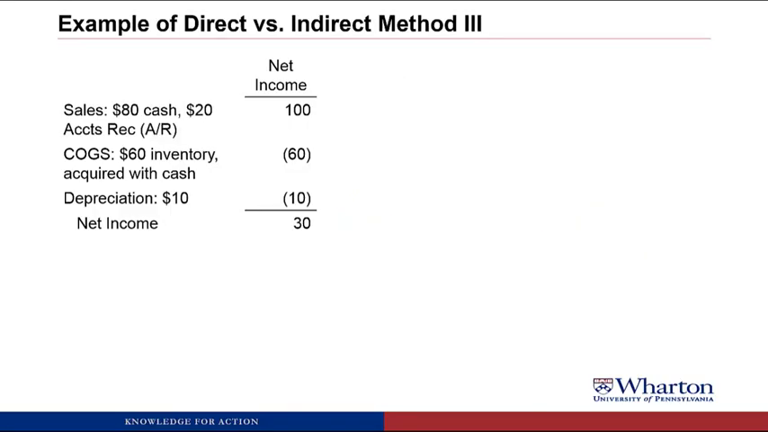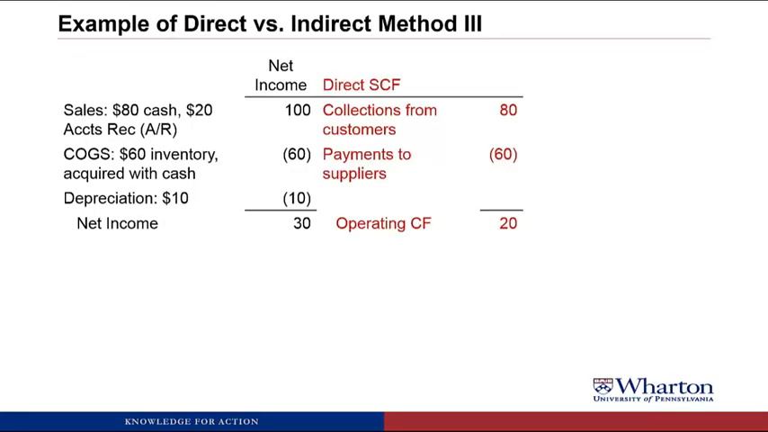In the next example, we're still going to have $100 of sales, but this time let's assume that only $80 is received in cash. The other $20 of sales were made on account so that we end the period with accounts receivable. We still have $60 of COGS, which is all in cash, and our $10 of depreciation. That gets us to the same net income as in the last example, 30. When we look at the direct method operating section of the cash flow statement, we collected $80 of cash from customers. We paid $60 to our suppliers, which gives us an operating cash flow of 20. So we have less cash flow here because we collected less cash from our customers.